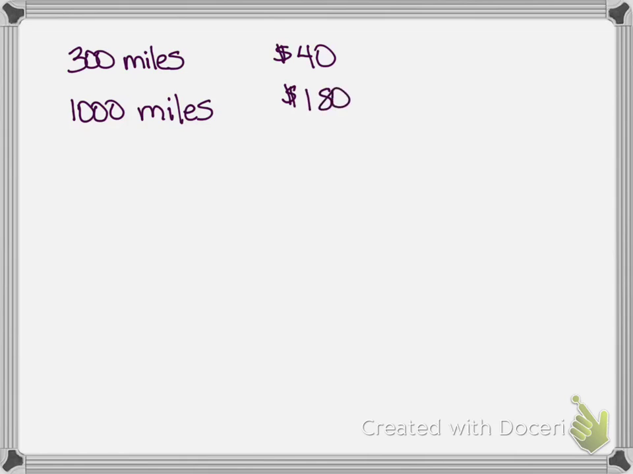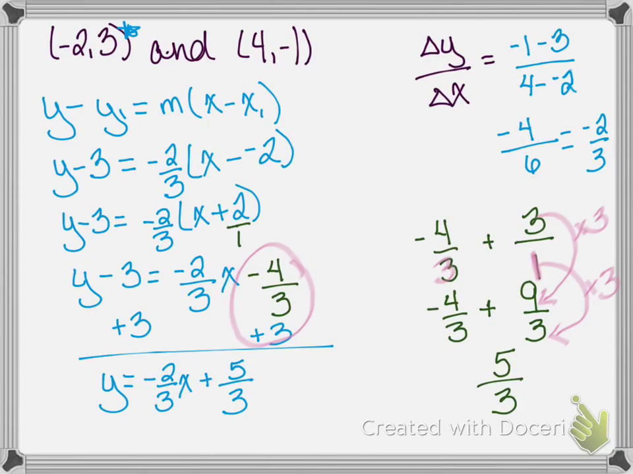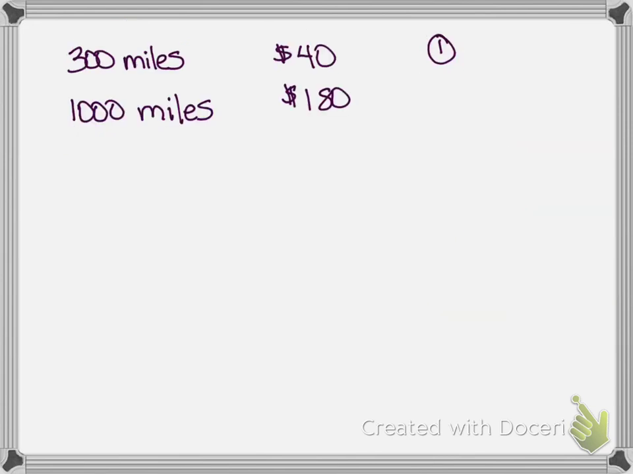So what we want to know, we want to do 2 things. The first thing that we want to do is turn this into a function. We want to find an equation that goes with this data. So we are going to do this exactly the same way that we did this. We're just using data points that are about shipping. So we're going to find slope, and then we're going to plug that into y equals mx plus b, or I'm sorry, plug that into point slope form.